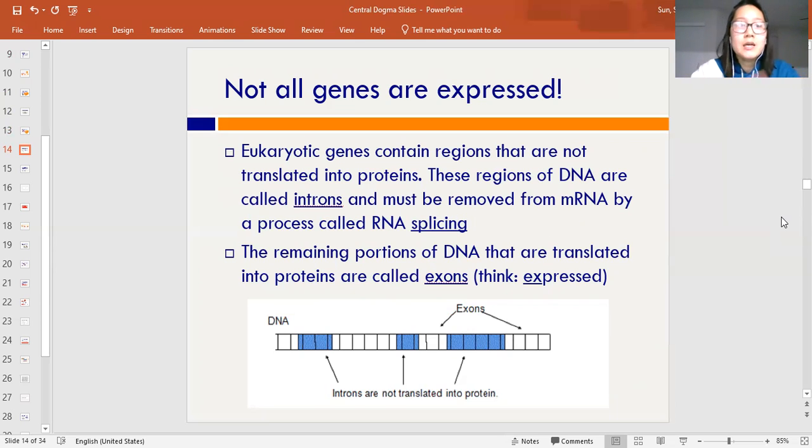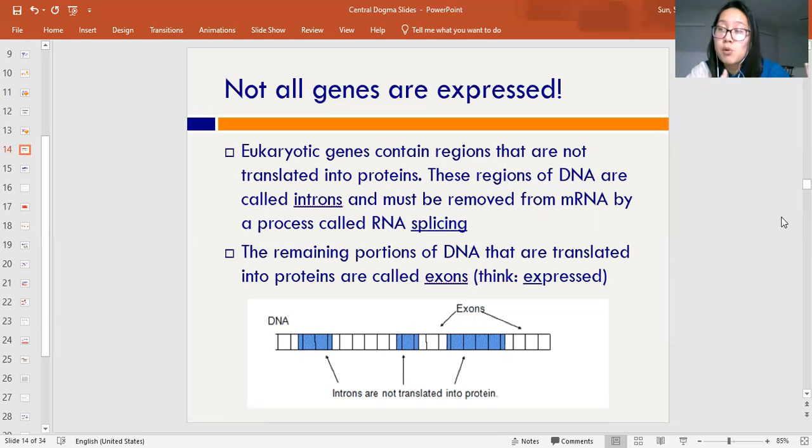So eukaryotic genes contain regions that are sometimes not translated into protein. These regions of DNA are called introns. And they get removed by a process called RNA splicing. Splicing just sounds like slicing because that's what it is. These things get sliced out and removed, and then they don't get turned into proteins. And that's normal. A lot of times in different parts of your body, certain genes don't need to be read because there's no function for them, so they'll get spliced out.